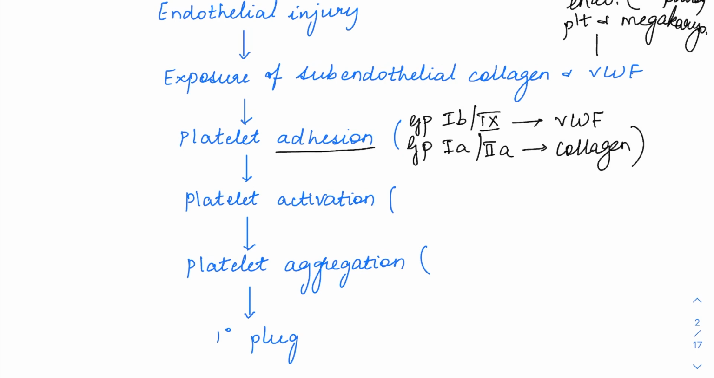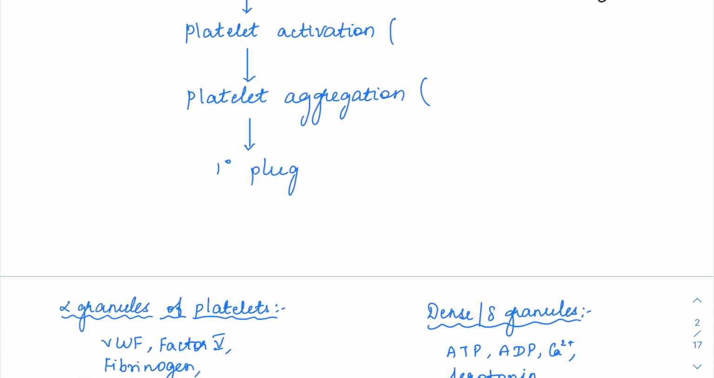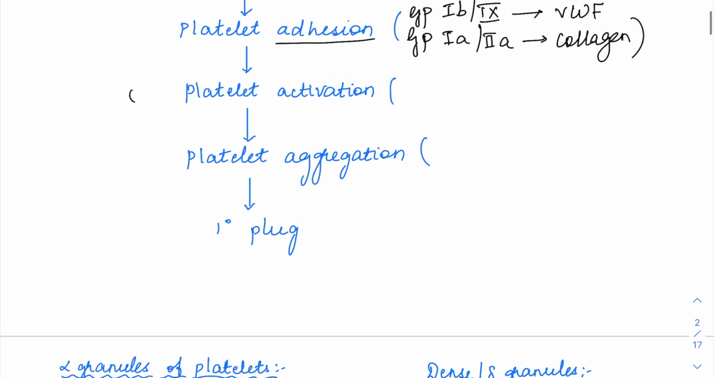The next step will be platelet activation. Once the platelets have adhered to the subendothelial collagen and von Willebrand factor, they will get activated. Platelet activation includes two steps. The first is the shape change of the platelets, and the second is a release reaction. In shape change, normally we know that platelets are disc shaped, right? The disc-shaped platelets change their shape into a sea urchin kind of form. Normally it is like this, and now the shape becomes like this, so that the surface area of the platelets is increased. A spiky surface is formed, like a sea urchin.